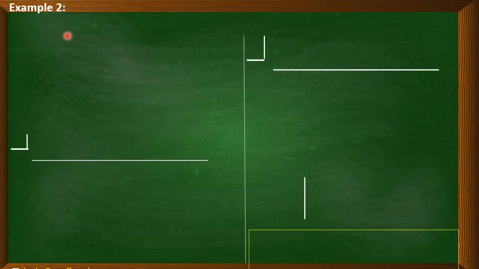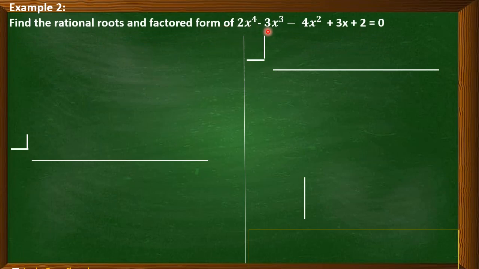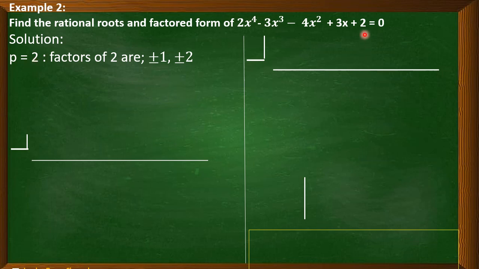Now let's consider the second example. First, we have to check if it is already arranged in standard form. The terms are arranged in descending order. So since it's already in standard form, we have to determine the values of our p and q. So let's determine first the value of our p. So our p here is equal to 2, the constant term, and the factors of 2 are plus minus 1 and plus minus 2.